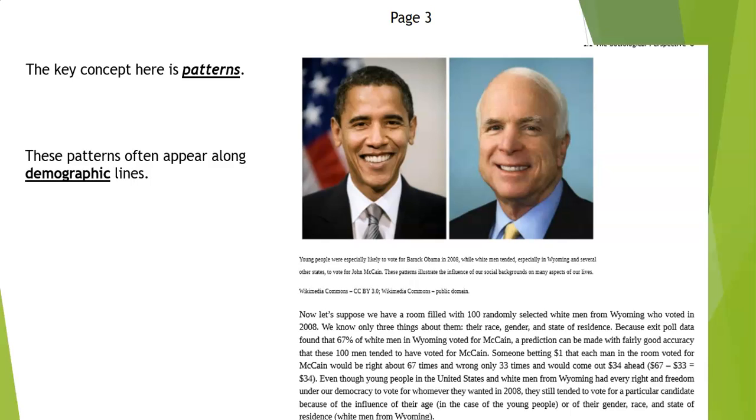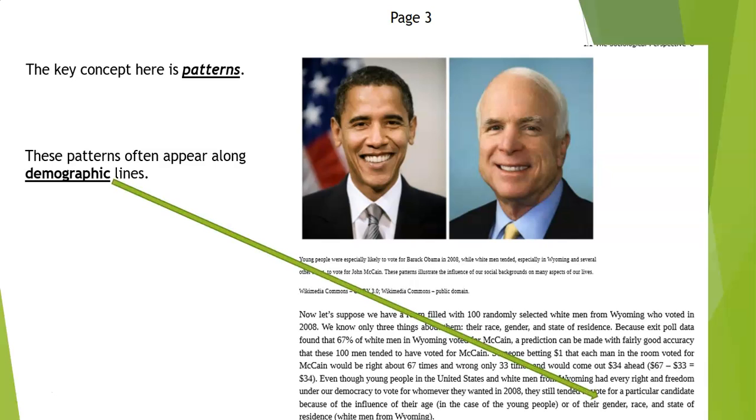A lot of times when we're looking at big-picture stuff like voting patterns, you're going to see the patterns appear along demographic lines, right? This section talked about white men in Wyoming and how they tend to vote for McCain, or they tend to vote Republican by about a 2-to-1 margin.